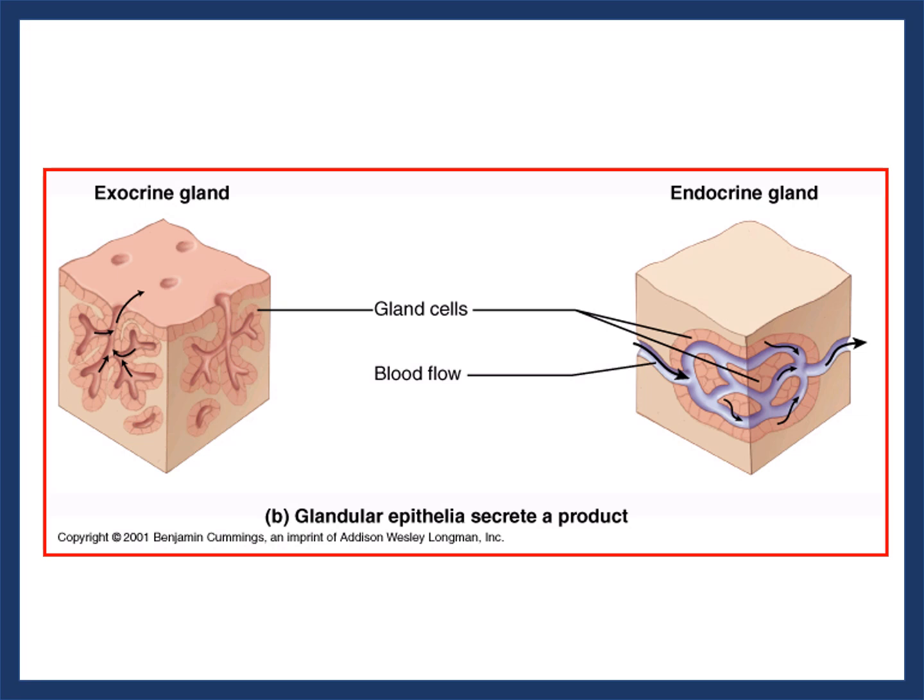Versus the endocrine gland, those cells are going to line blood vessels. That way, when they release their substance, it goes directly into the bloodstream.